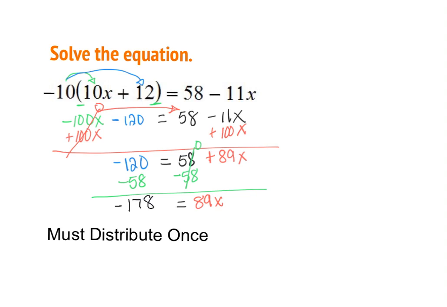Now, my last step, 89x, that's the same thing as 89 times x. So the inverse operation will be to divide by 89. So 89 divided by 89 just gives me 1, or 1x. And then negative 178 divided by 89 will give me negative 2. I will get negative 2 equals 1x, or just x, as my final answer.